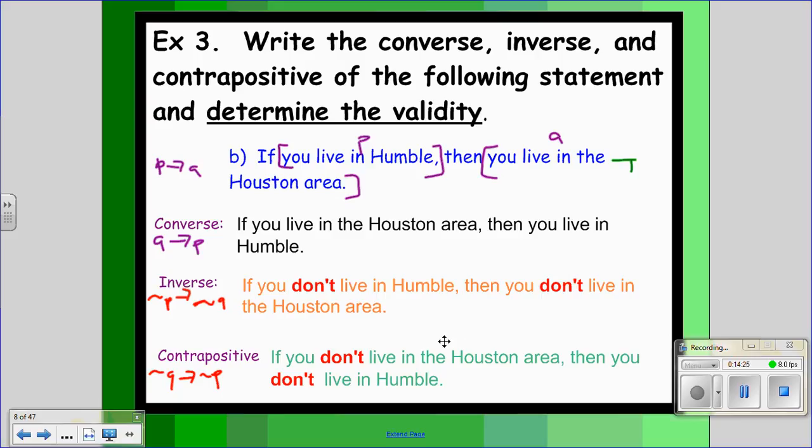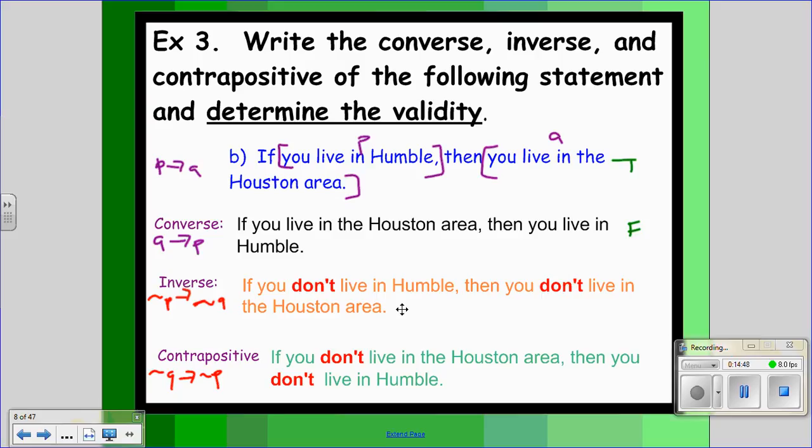Okay? Now, look at this one. If you live in the Houston area, then you live in Humble. Now, just because I'm in Houston doesn't mean I'm in Humble. I could be in Bel Air, I could be in Spring, I could be in the Galleria. So this is false because, again, Houston is so big. Just because you're in the area doesn't mean you're automatically in Humble.